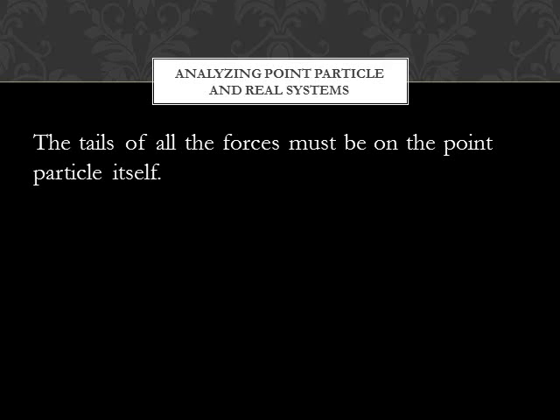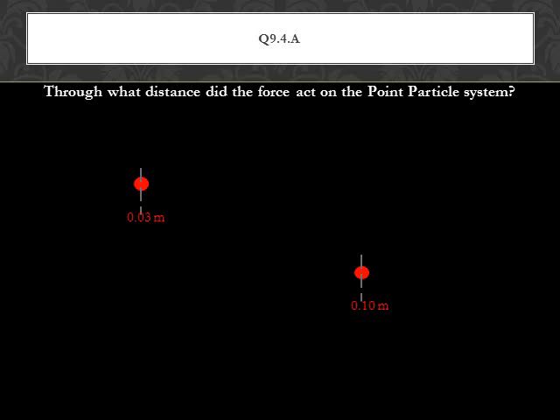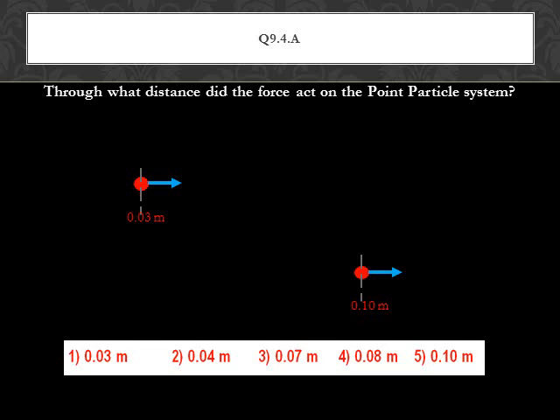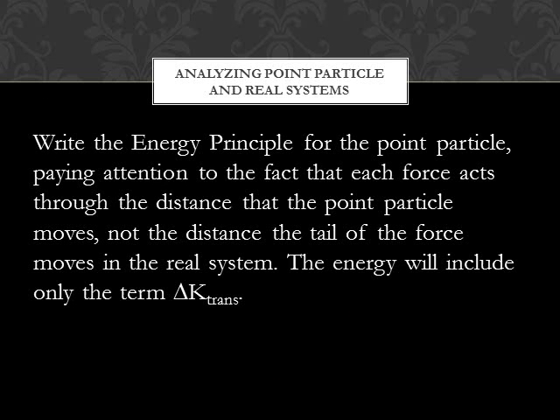Alright, so now what we're going to do is place the tails of all the forces on the point particles themselves. So to do that, we would have this. There's our force F on both of them. And so the idea is to figure out how far this is going to travel in the point particle system, and it would travel this distance. So in our case, the correct answer for this would be 0.07 meters.